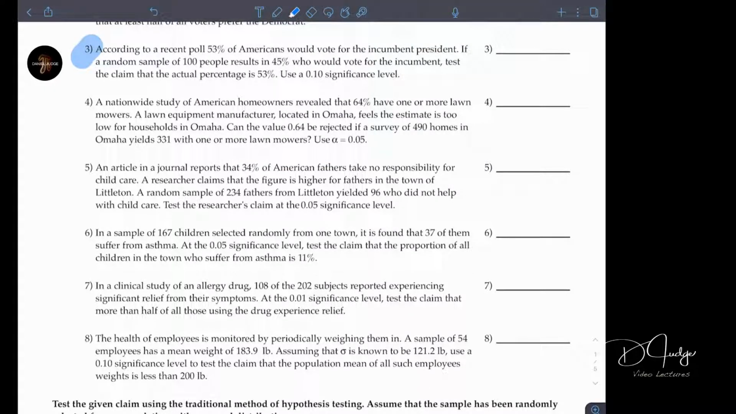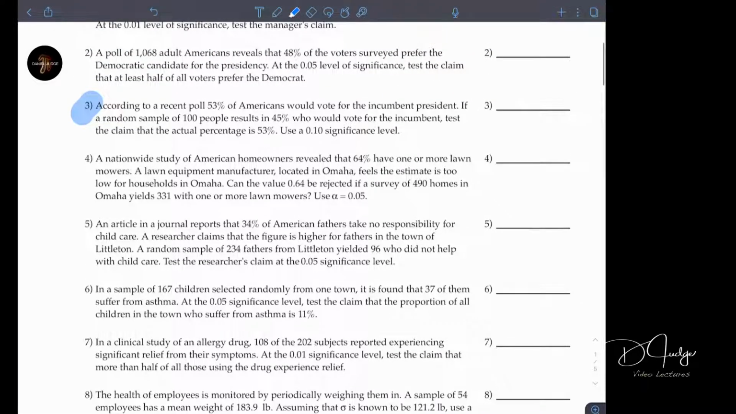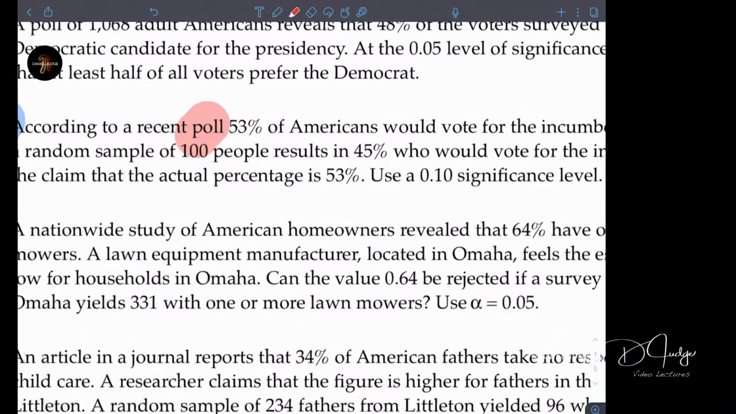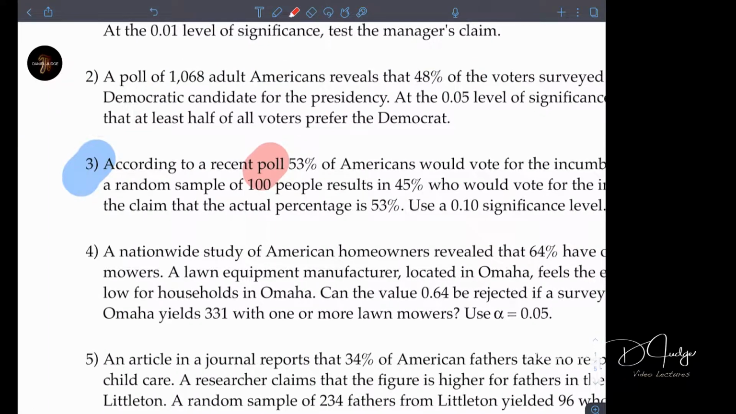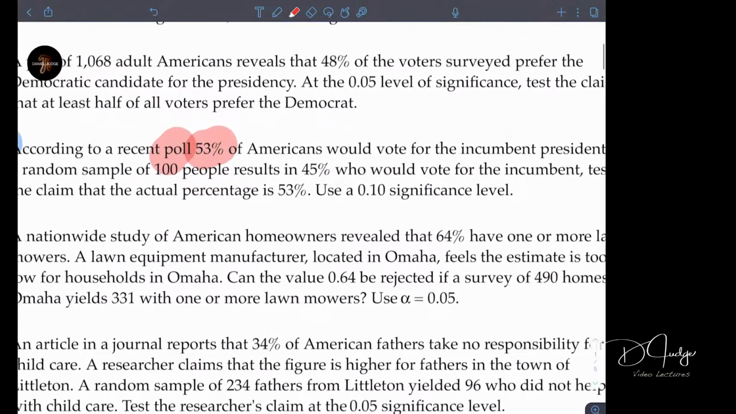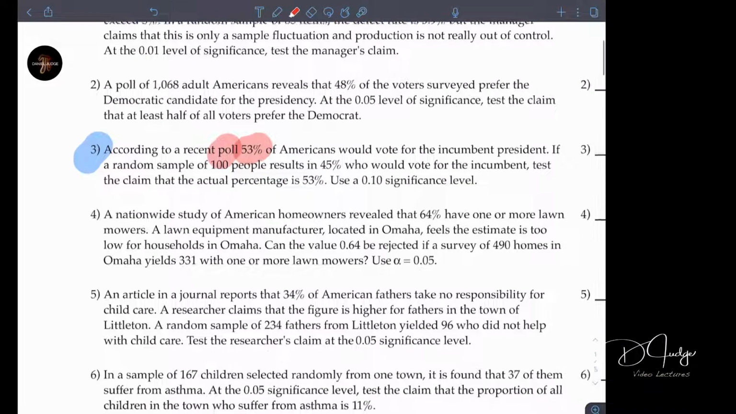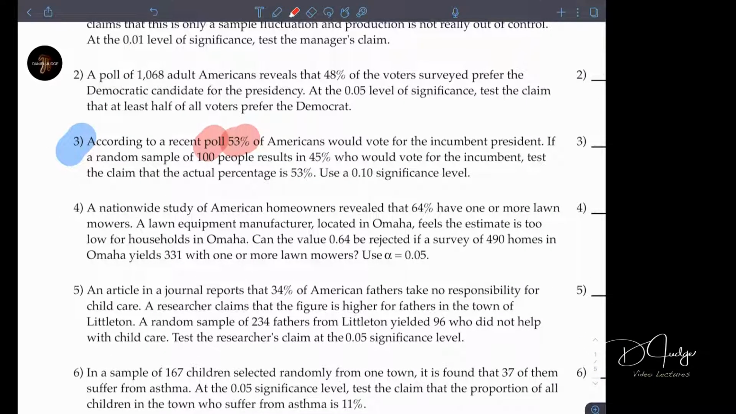So let's read number 3. Let's go through this now. It says, according to a recent poll, now a poll is a survey, so you're getting sample information right in there. And they're saying 53% of Americans would vote for an incumbent president. So this is a sample. Oh, okay, I apologize. It is a poll. It comes from a sample.